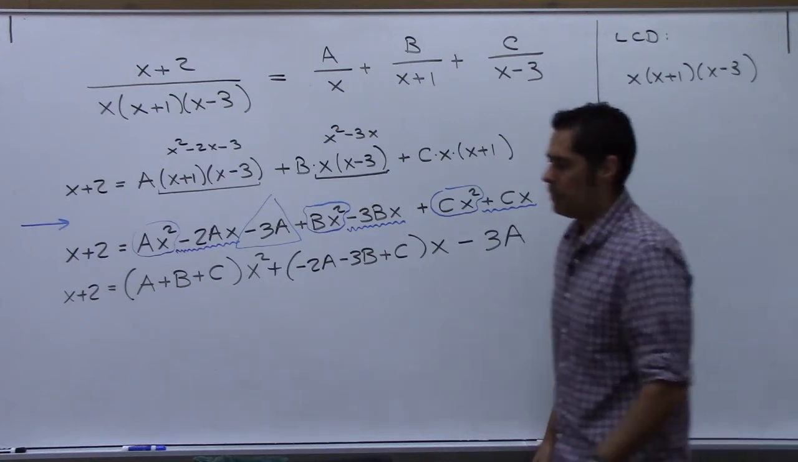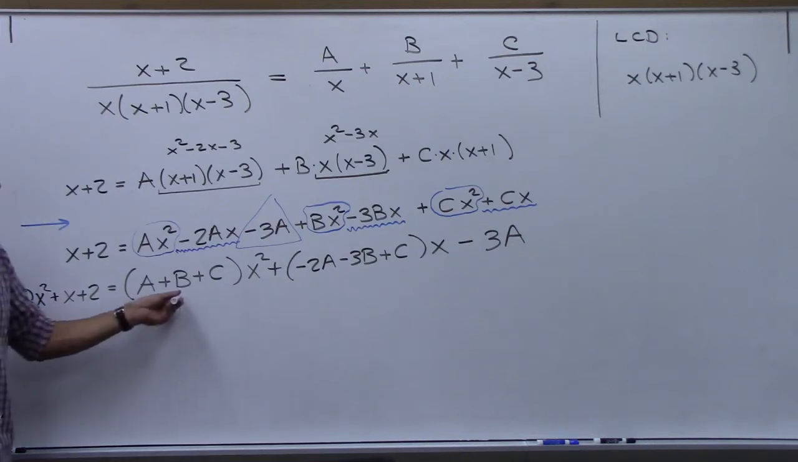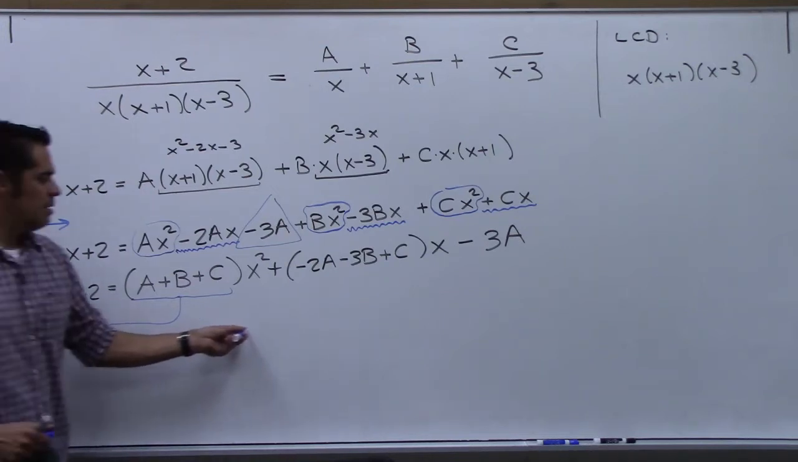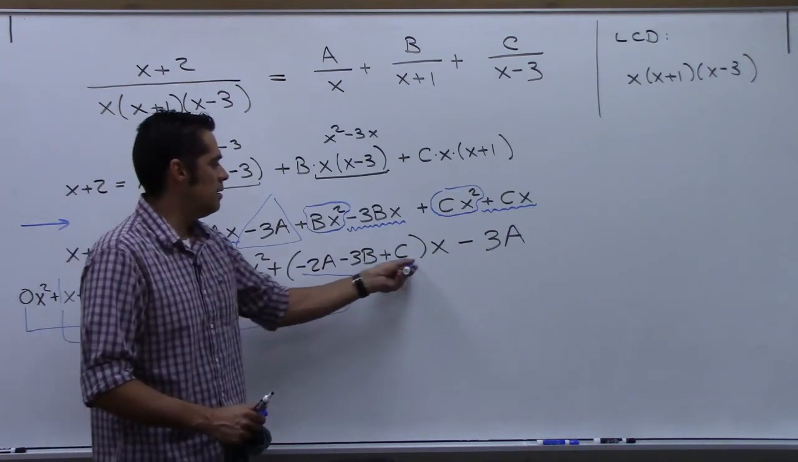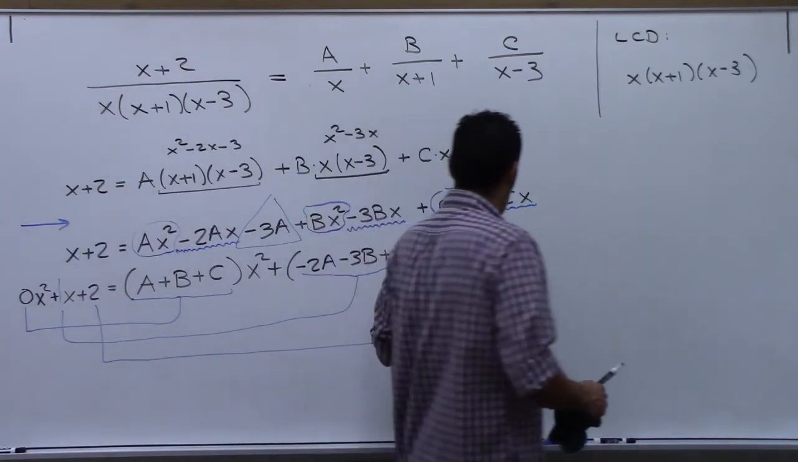Okay. And we continue. This left side of the equation is actually plus 0x squared sitting in front, right? So that means that 0 is equal to this stuff right here. What's the number in front of x? 1 is all of this stuff in front of the x right here. And 2 is equal to negative 3a.